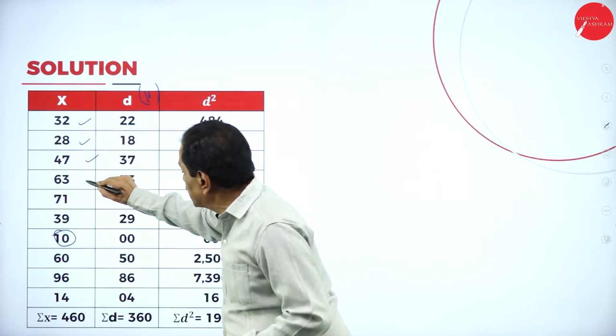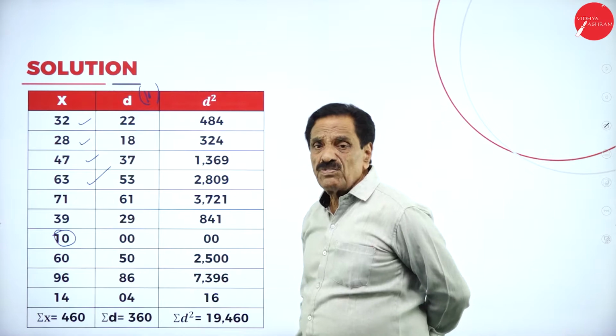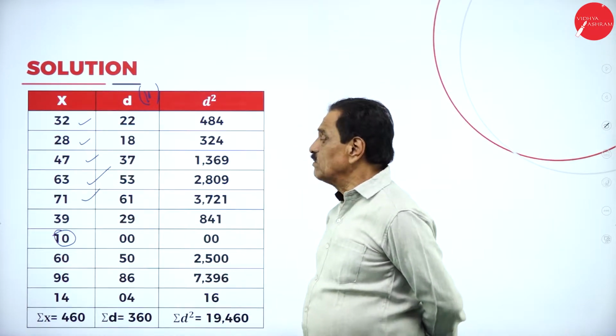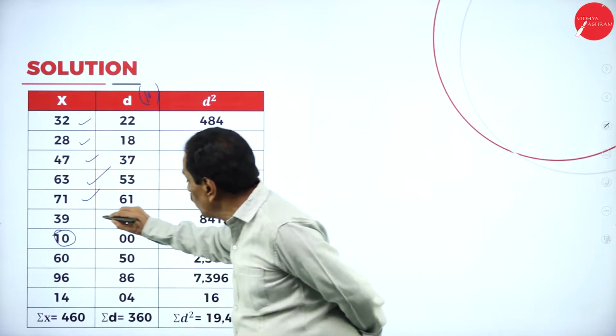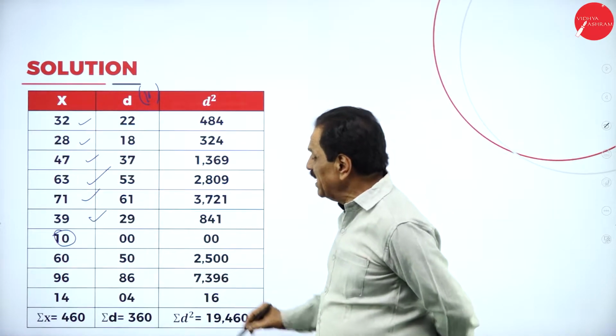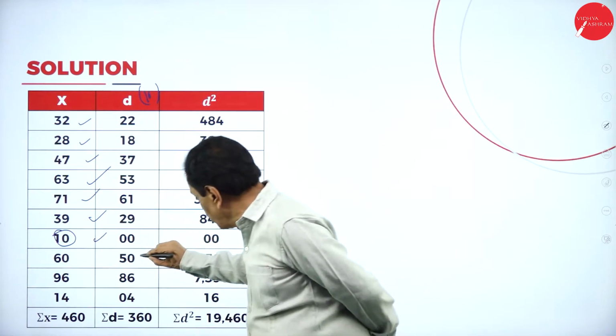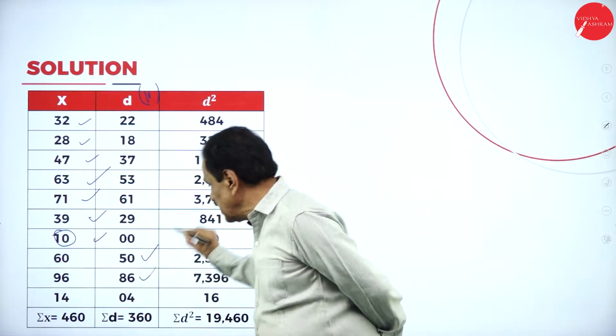37 more. 63, how much more? 53 more. 71, how much more? 61 more. 39, how much more? 29. 10 is the base. Then 60, how much more? 50. How much more? 86.